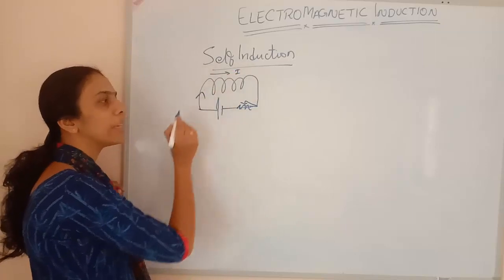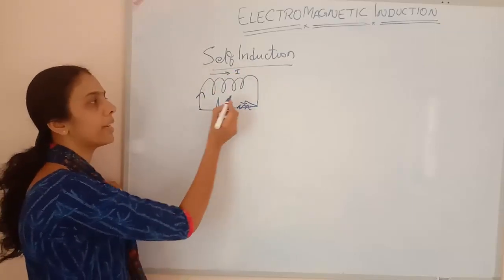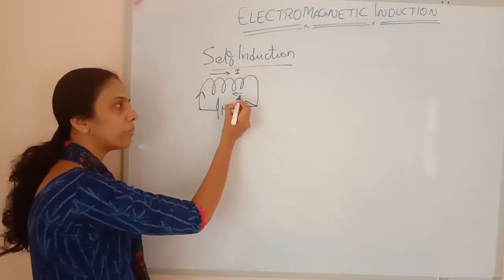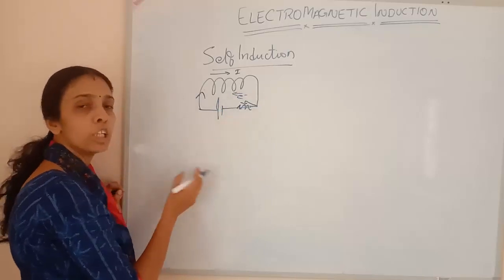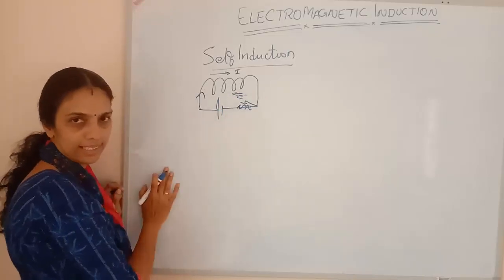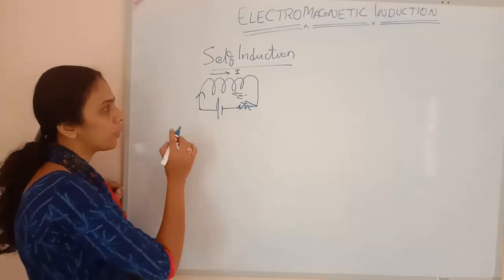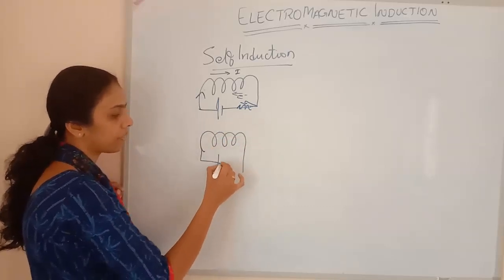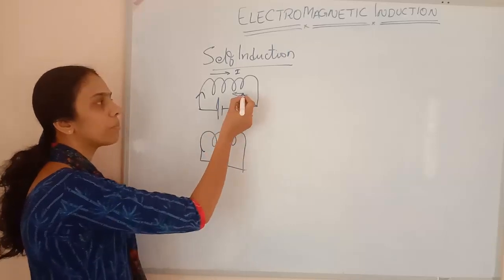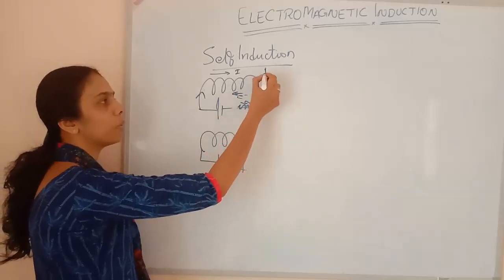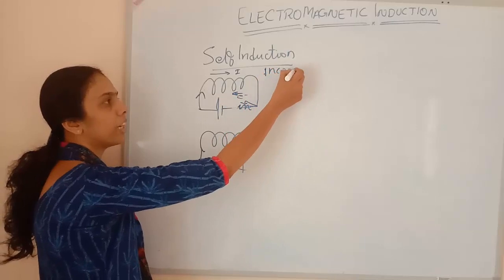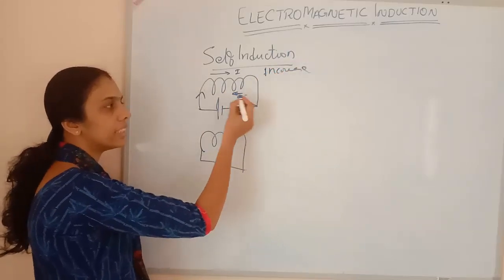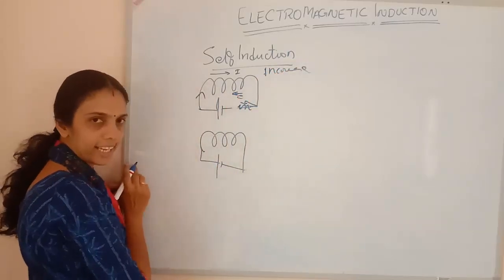While I am trying to increase the current, what will happen? An EMF will be developing in it to oppose the increase. So if I am trying to increase the current, EMF will be developing in the opposite direction.